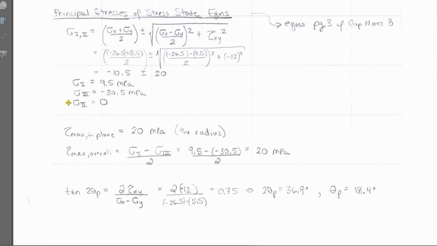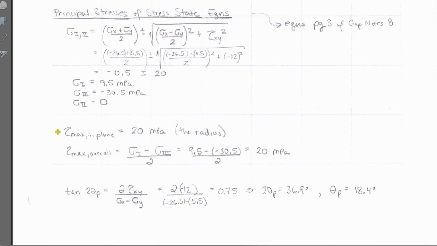So that works out to be sigma 1 of 9.5 megapascals. That's defined as the largest tension. Sigma 3, defined as the most compressive, is going to be negative 30.5 megapascals, and that leaves sigma 2 as 0. So again, I got these by plugging into these equations, saying, okay, negative 10.5 is the center. If we do negative 10.5 plus 20, we get 9.5 megapascals. Negative 10.5 minus 20, we get negative 30.5 megapascals. And we had no other information about our third plane, so we assume that everything is 0, and therefore our other principal stress is 0.